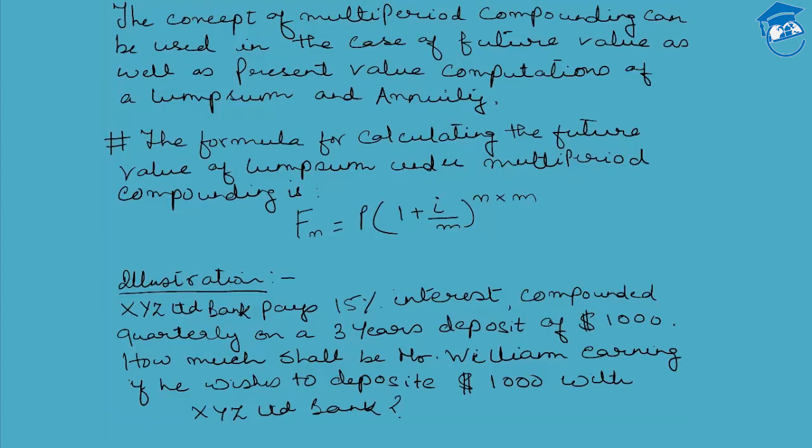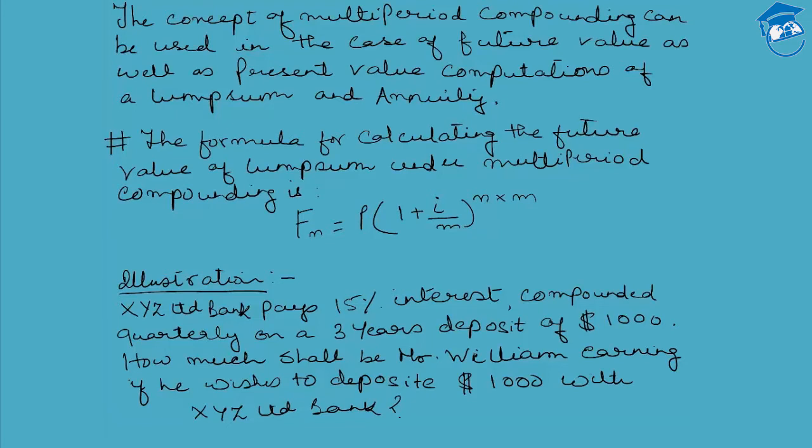In our last session, we started our discussion regarding multi-period compounding. We tried to understand what exactly multi-period compounding means and what exactly the effective interest rate means in the context of multi-period compounding, as well as how the effective interest rate is higher than the nominal interest rate. And secondly, we tried to understand that the concept of multi-period compounding can be used across any kind of cash flow, and it can also be used in order to calculate the future value as well as the present value.